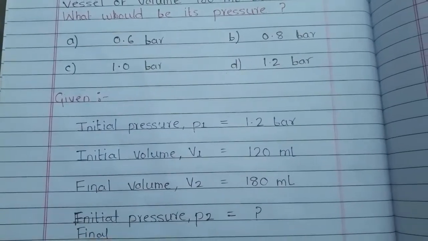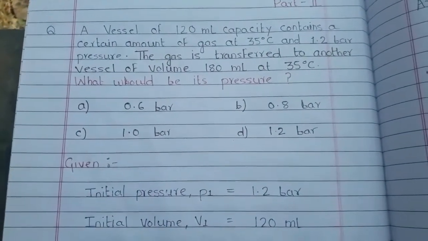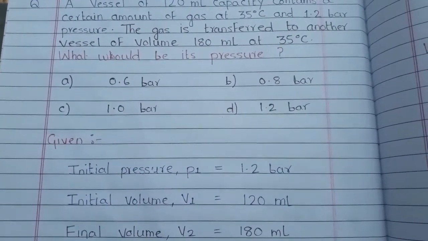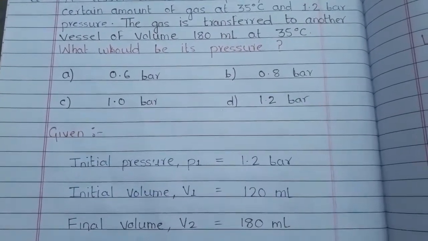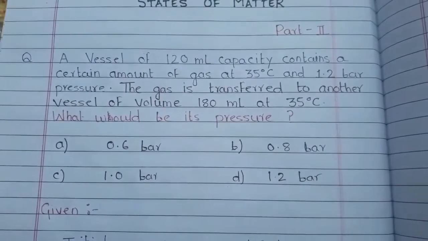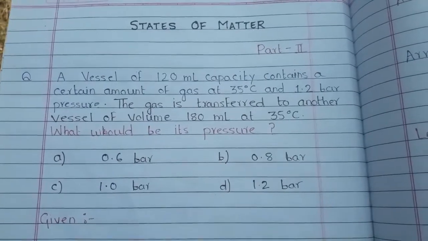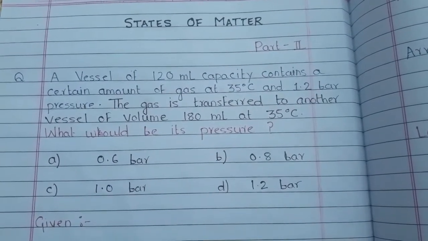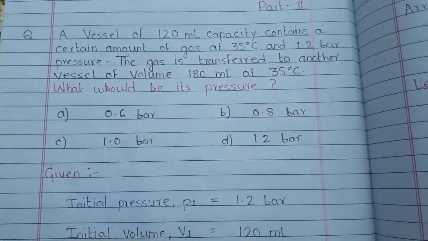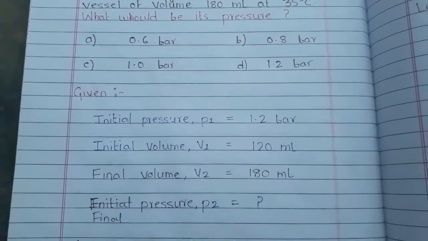So from this question and the data which I have extracted from the question, we can easily understand by which principle, by which law we can find out the answer of this question. Here we have given the temperature which is constant in both the situations, which is 35 degrees Celsius, and here volume is changing and pressure is changing. So we can say, by applying Boyle's law, we can find out the answer of this question.